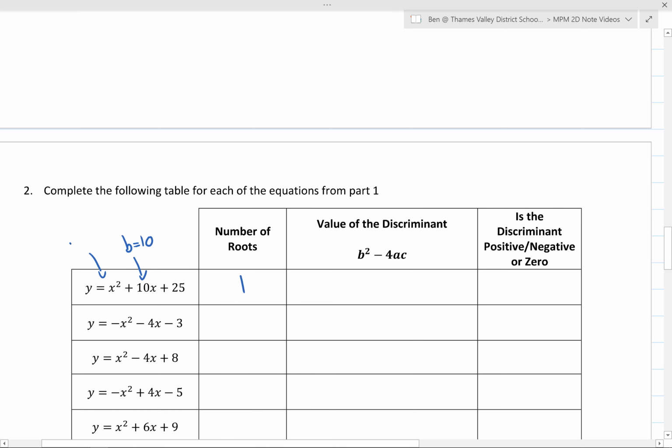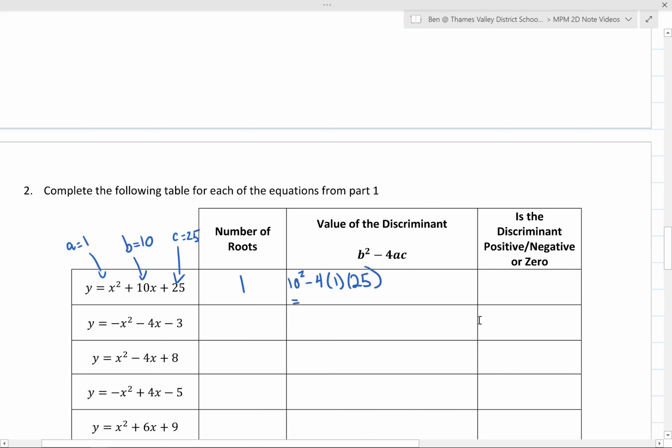A equals 1. C equals 25. So b squared would be 10 squared. I know there's not too much space here, and that's okay. So 10 squared minus 4 times a, which is 1, times c, which is 25. And 10 squared is 100. I didn't leave myself enough space, and that's okay.